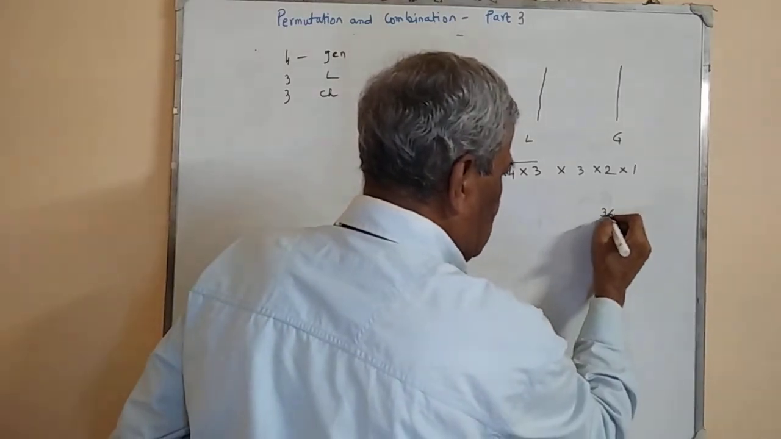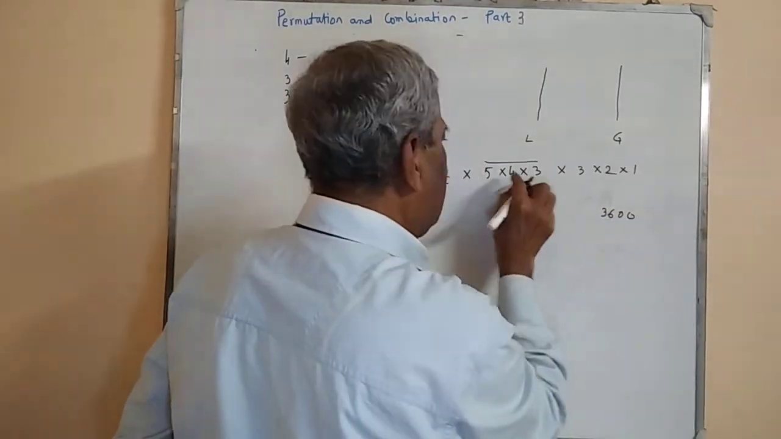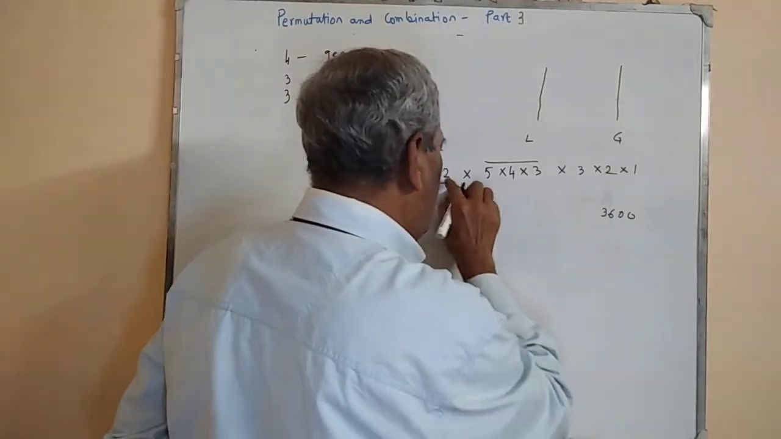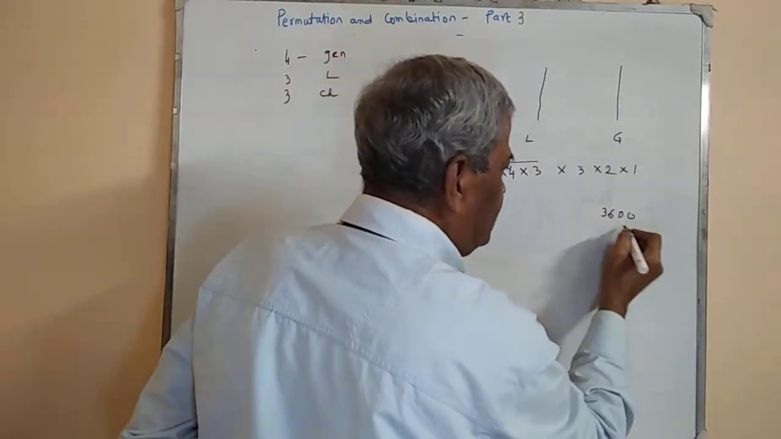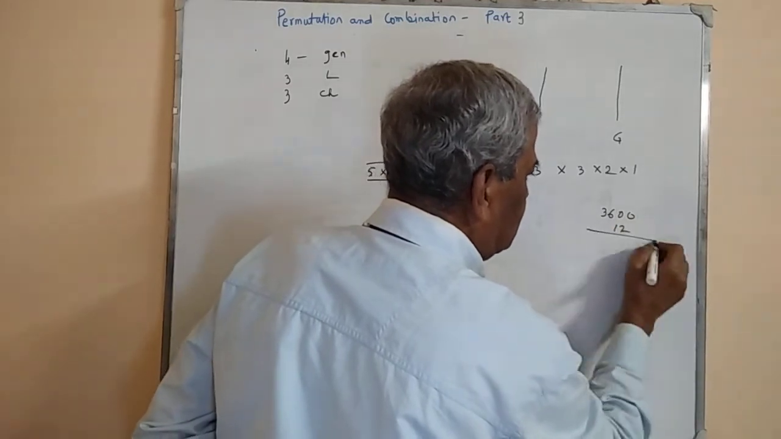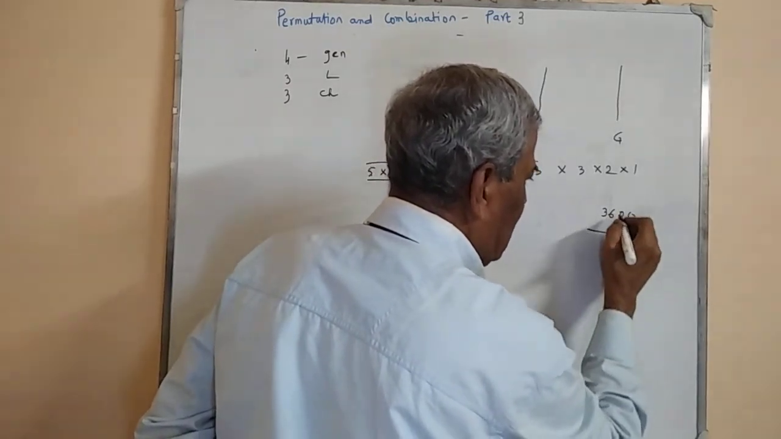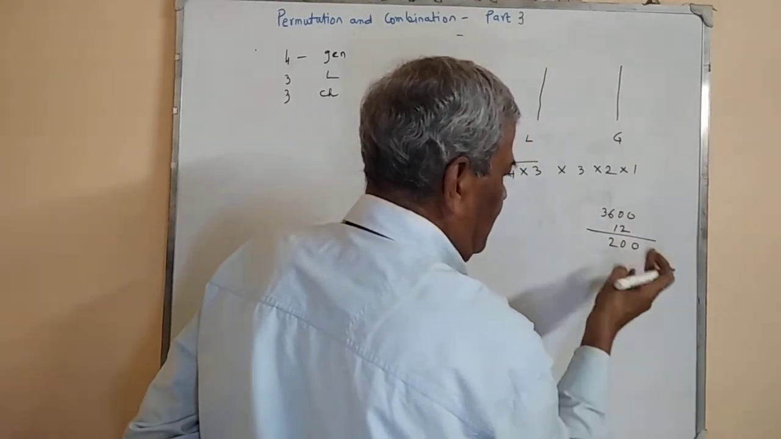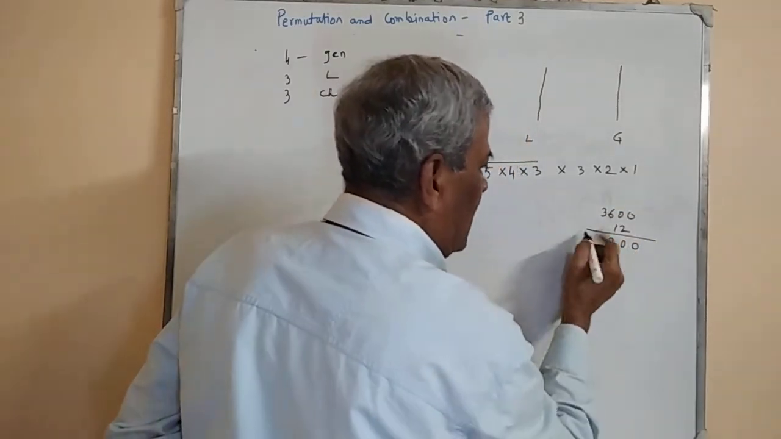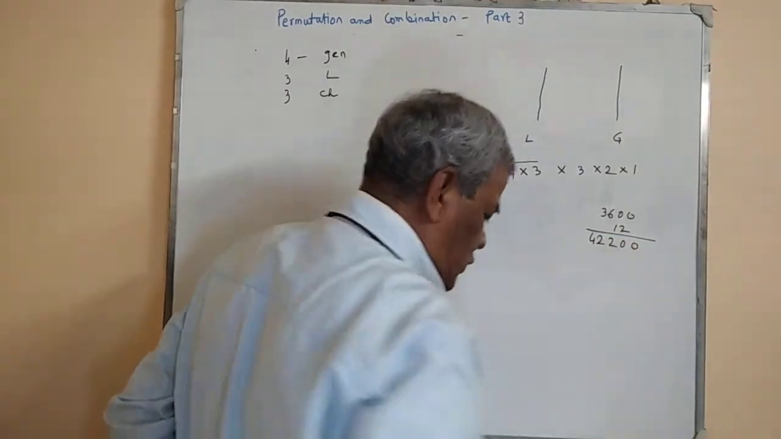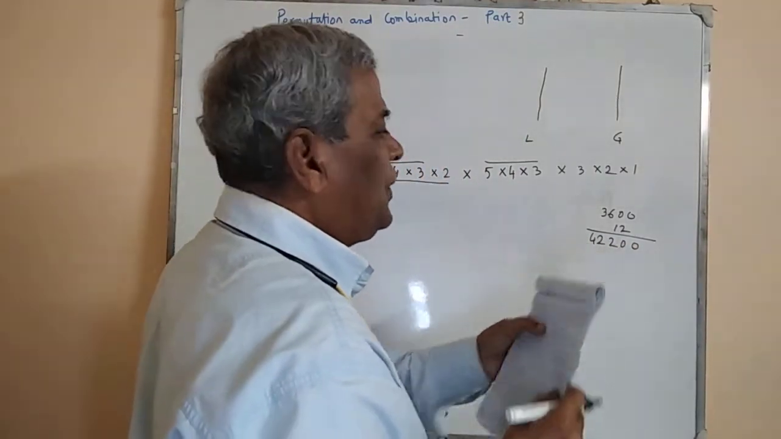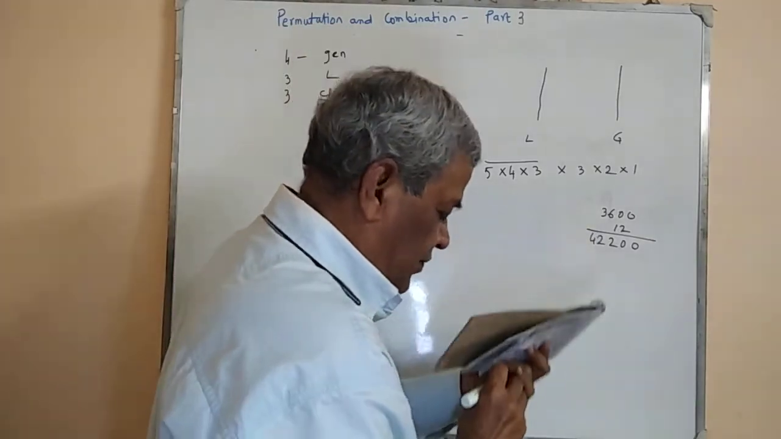So 3600. This into that. The digit still left, 6 into 2, that is 12. So 43200. I think this is the answer. 43200.